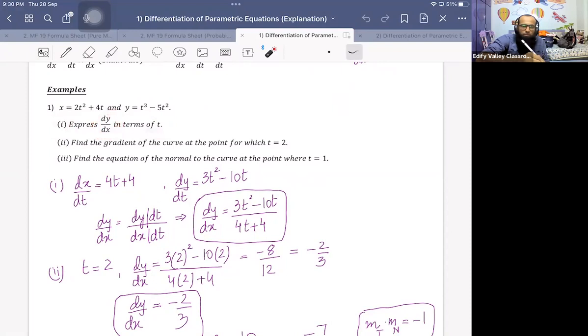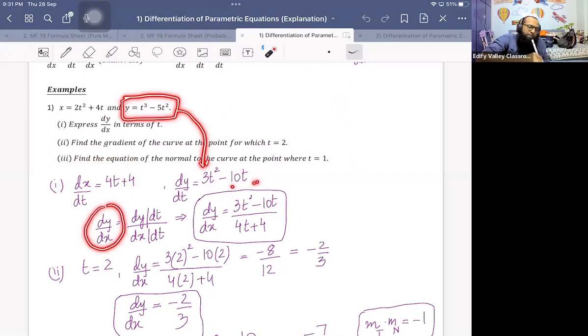How can we do that? We find dx/dt first and then dy/dt, and then divide dy/dt by dx/dt and we get dy/dx. So dx/dt: 2t squared becomes 4t, and 4t differentiated becomes 4. So dx/dt is 4t plus 4. If y is t cubed minus 5t squared, dy/dt will be 3t squared minus 10t.